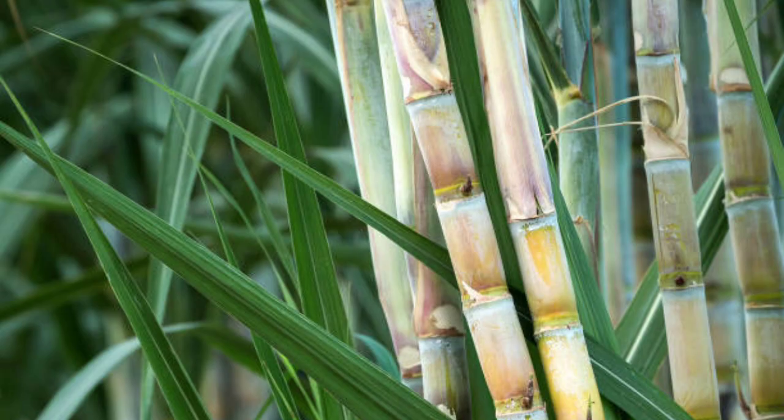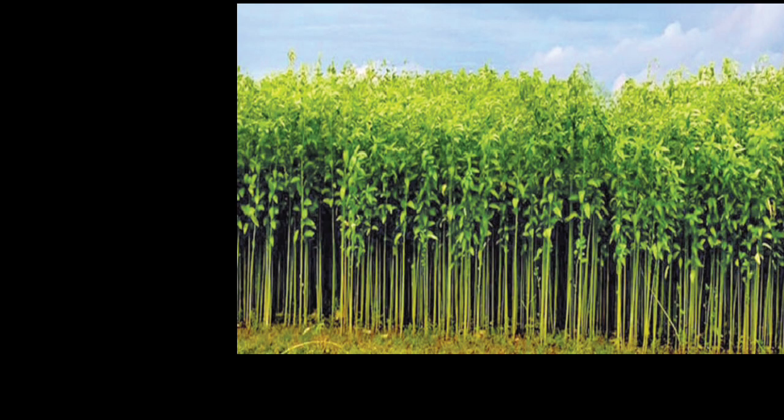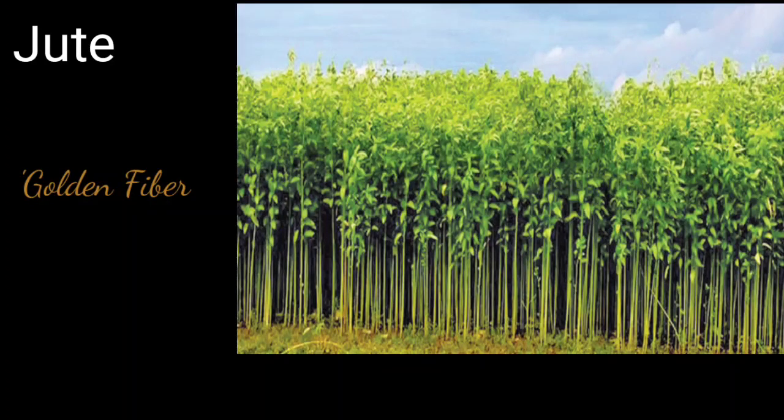Now let us discuss the next cash crop, that is jute. Jute is a fiber crop, it is also known as golden fiber. Very important to note, jute is known as golden fiber. 85% of the jute grown in the world today is grown in Ganga Delta. Along the Ganga Deltaic region, 85% of the area is cultivated with jute.